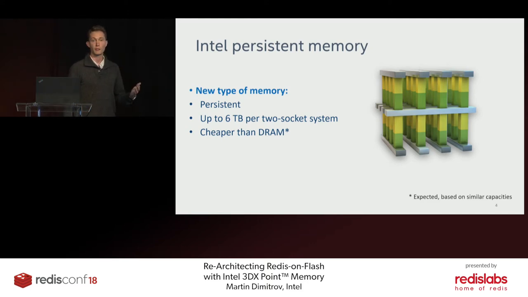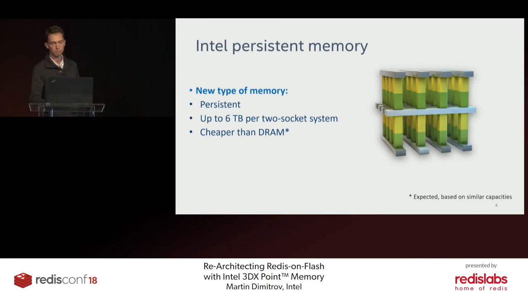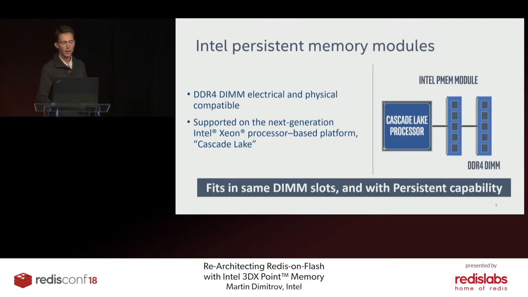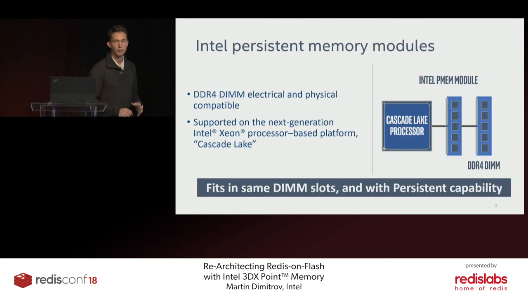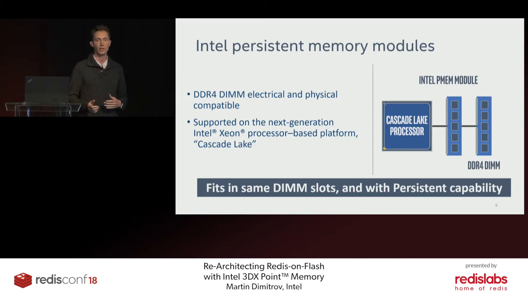It will be very high capacity. So you will see with our next generation servers, a two-socket server will have 6 terabytes of memory, which is pretty huge. And it would be cheaper than DRAM. It will also be electrically compatible with existing DDR4 DIMMs. So you can mix and match how much DDR4 you have and how much of this new Intel persistent memory you have in the system within certain pre-approved configurations, but you can mix and match.